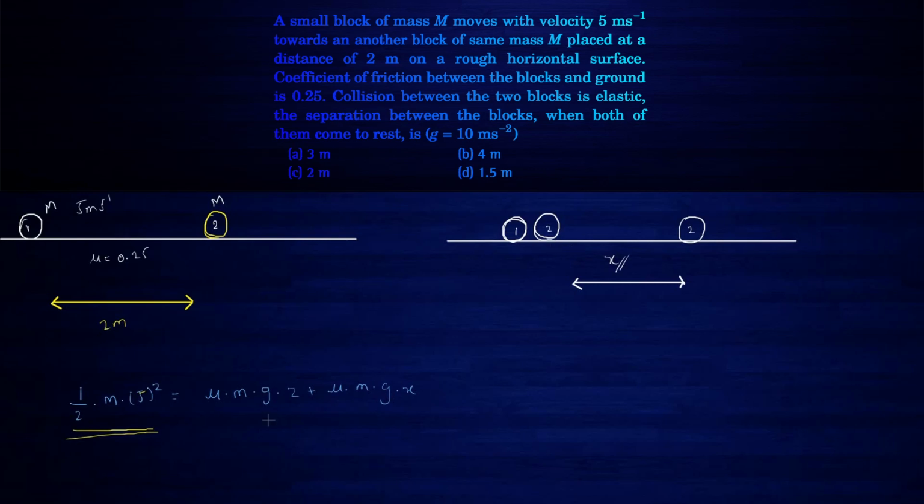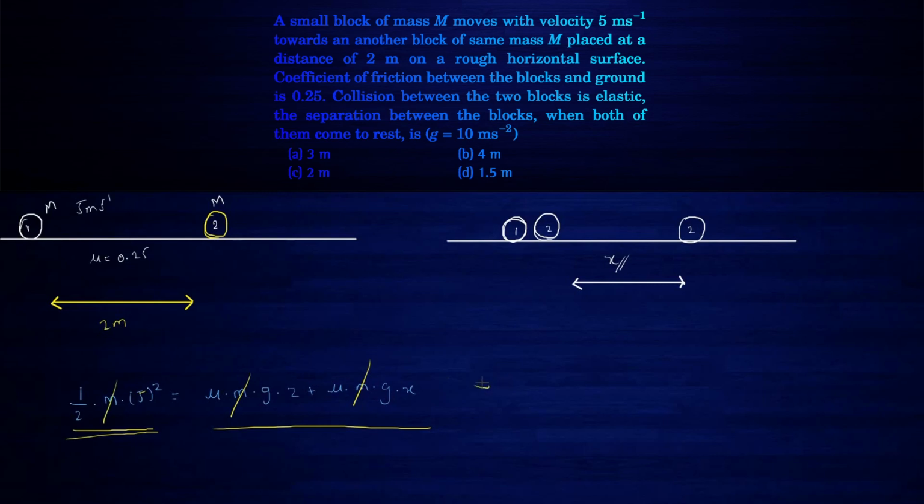So where does this energy go? This goes as the work done by the friction. As the work done by friction is negative, the work done by friction will consume this energy. So we can write this equation. From this we can cancel m.